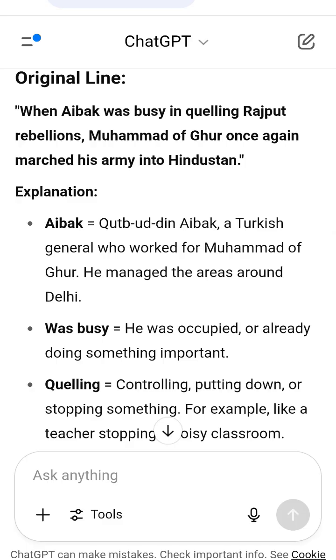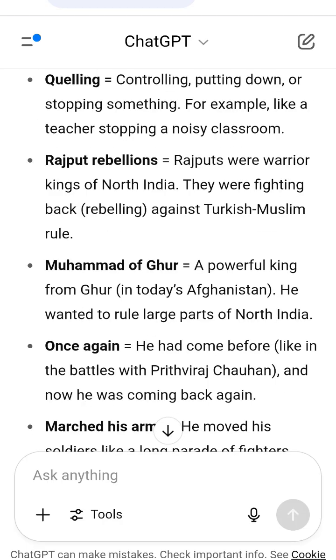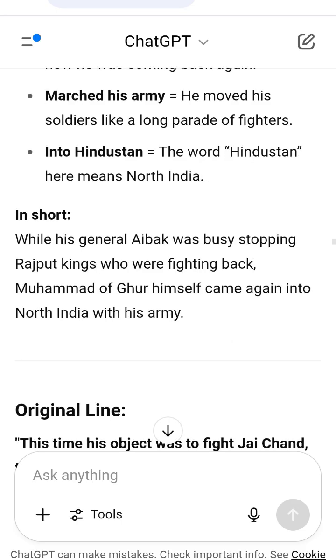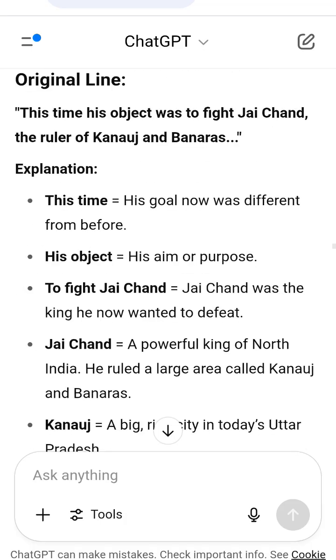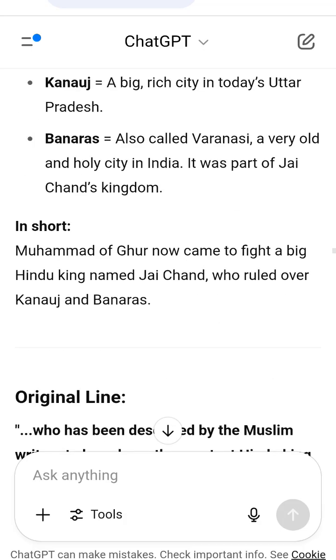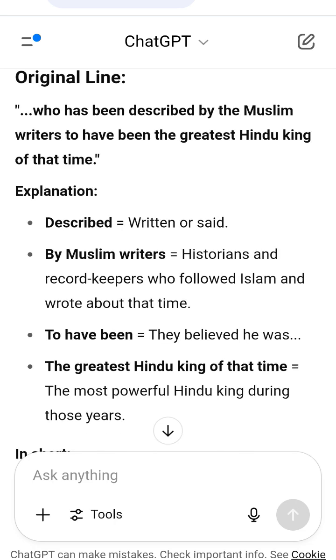Here is a deep, simple, and detailed summary of the defeat of Jaichand of Kanauj and the Battle of Chandawar, 1194 CE, explained in the easiest way possible, just like a perfect teacher would do for someone totally new to history. Summary. The defeat of Jaichand of Kanauj, 1194 CE, the Battle of Chandawar and its aftermath, explained step by step with clarity and extra detail.